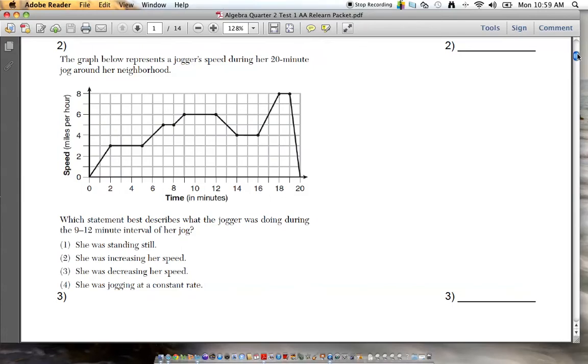So just remember on that question that it was very important that you read the left-hand axis to realize that it was speed and not distance.